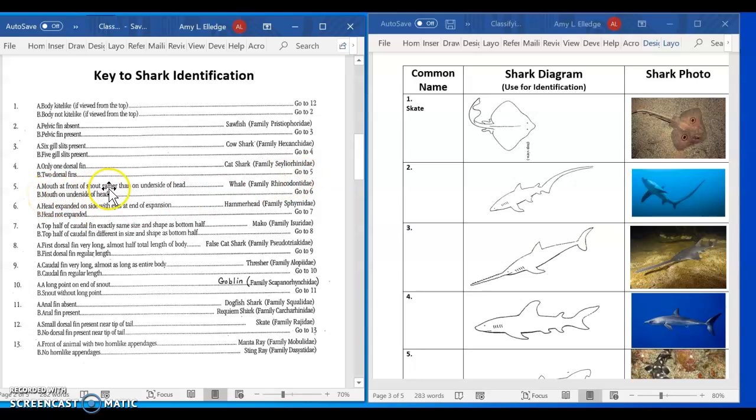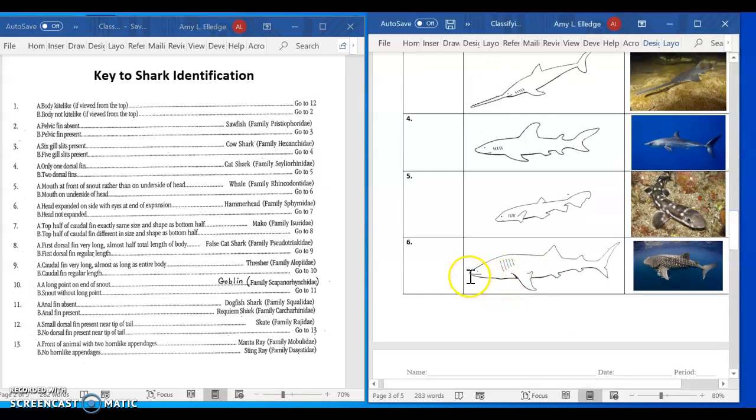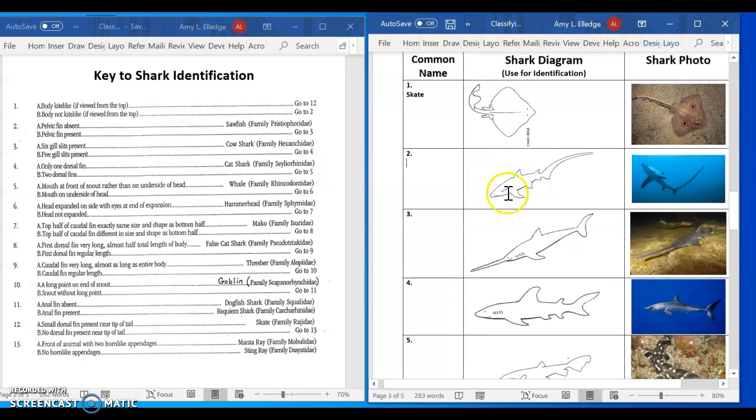5, mouth is at the front of the snout rather than the underside. Our mouth is on the underside. So his mouth is kind of under his snout. If you want to see one that's more in the front, see how his is more in the front. These guys are all underneath. So his are under the snout. All right, mouth underside of head, so I got to go to 6. Is his head expanded on one side or not expanded? So expanded like the hammerhead. He's not that. He's not expanded, so we're going to 7.